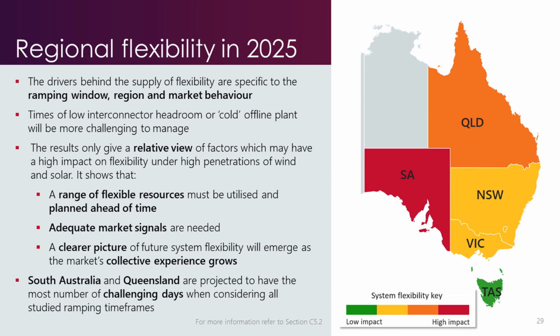For example, we've just looked at 4-hour windows, over which we saw the interconnector headroom and the status of offline slow start plant has a large impact on system flexibility. On the other hand, when we looked at 30-minute windows, we found that net demand ramps over this time frame are most sensitive to the response of fast start units.